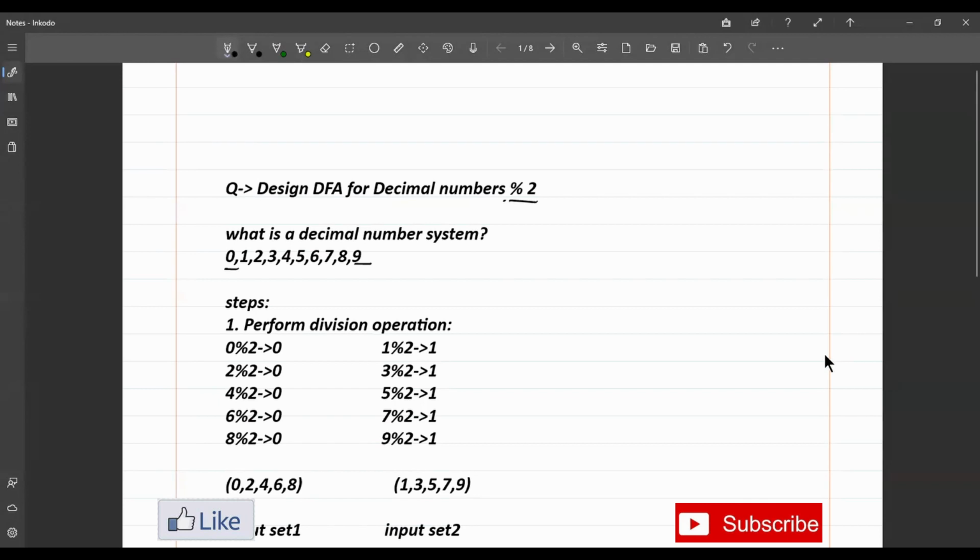For that we will divide 0 by 2, the remainder will be 0. Then 1 by 2, remainder will be 1. 2 by 2, remainder will be 0. 3 by 2, remainder will be 1. And so on till we reach the number 9.